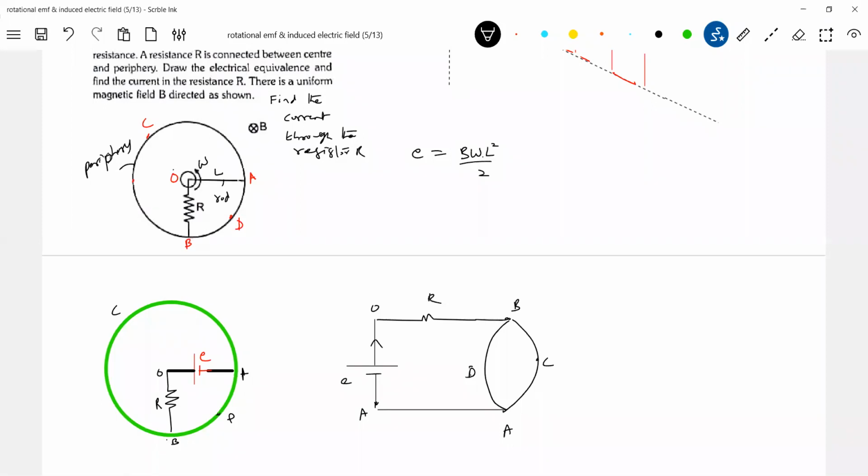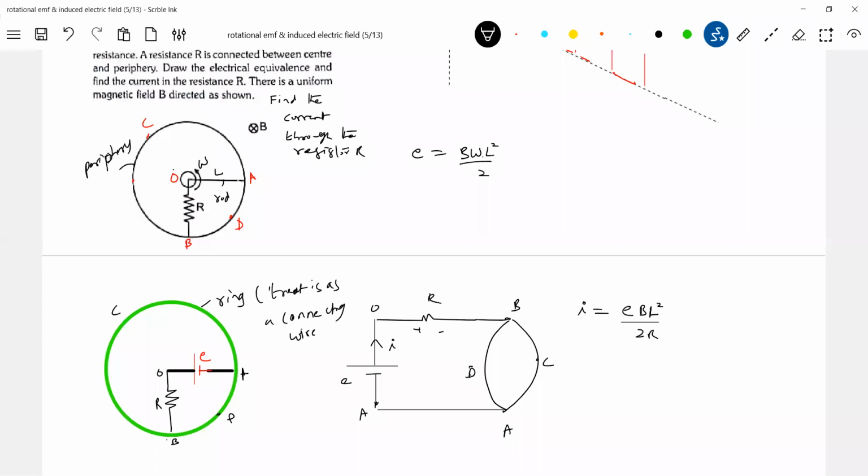Then what is the expression for current I? It will be this one. I is equal to B omega L square by 2R. So the ring, what happened? It just behaves like a connecting wire. Treat it as a connecting wire. Okay, agreed, no.